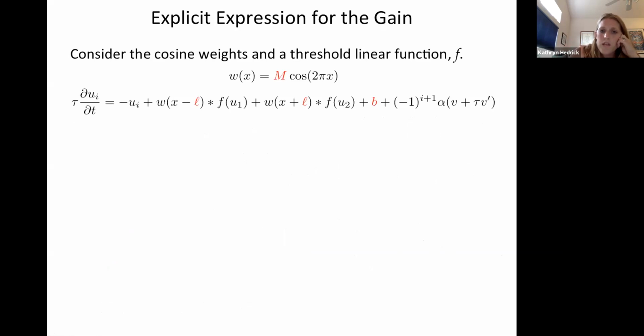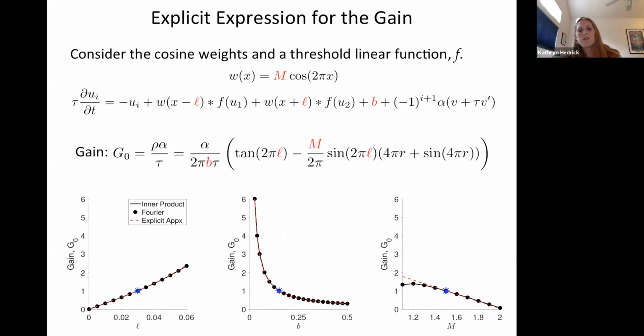For the example of the cosine weights, the parameters we're interested in are m, the scale factor of the weights, the shift parameter L, and this tonic drive B. And when we follow through with this Fourier analysis and simplify, we get this explicit expression for the gain. There is a term R here, which is the radius of the bump, but we find that this equation holds well even if we hold R constant. That's this dashed red here. So we find that the gain is inversely related to the tonic drive B, is roughly linear in L, and decays linearly in M. And we have similar expressions for the Mexican hat tuning curves as well.